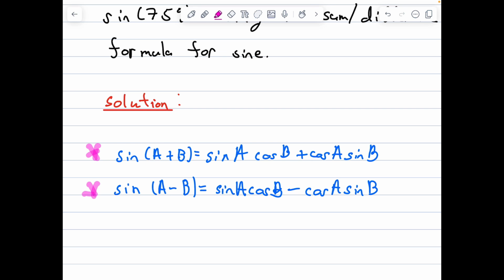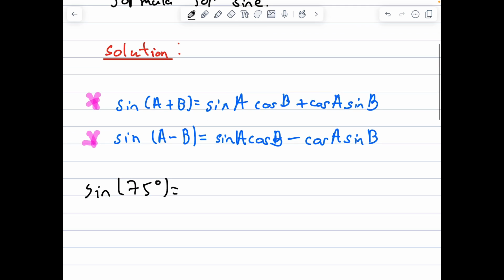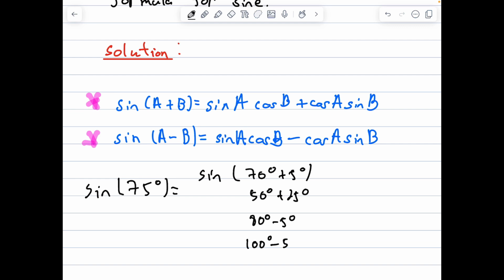And the way this applies for us is we're going to take the 75 degrees and try to write it as a sum or difference of two angles. Now, you have an infinite number of choices here. You can rewrite 75 as 70 degrees plus 5 degrees. It could be 50 degrees plus 25 degrees, etc., or you can do a difference, 80 degrees minus 5 degrees, or 100 degrees minus 25 degrees, and so on.